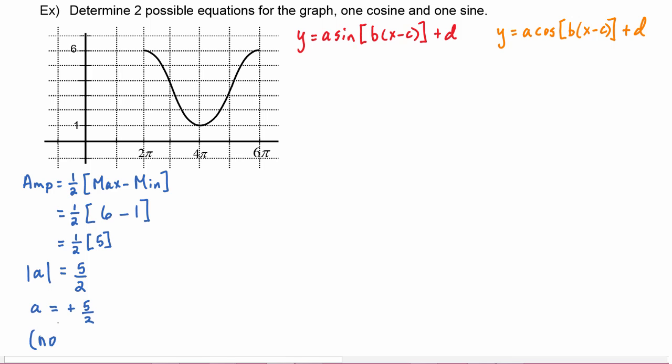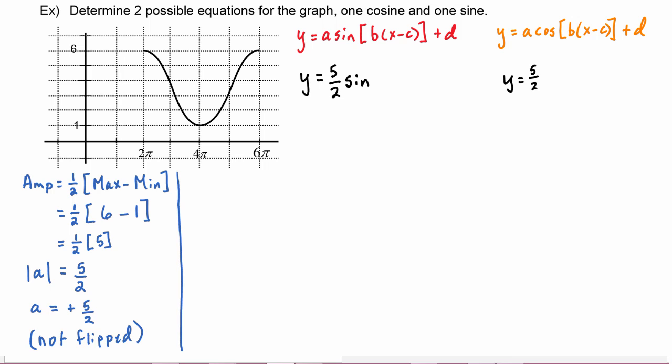We'll just make a little note to ourselves. That's because it's not flipped. That's why it's positive. All right, so we already know A for each one. We could start writing that in if we want to. Y would be 5/2 times the sine, and I'll leave the rest blank for now. We'll fill that in as we go. And then over here, y will be 5/2 cosine of something, of course, but we're leaving it blank for right now.